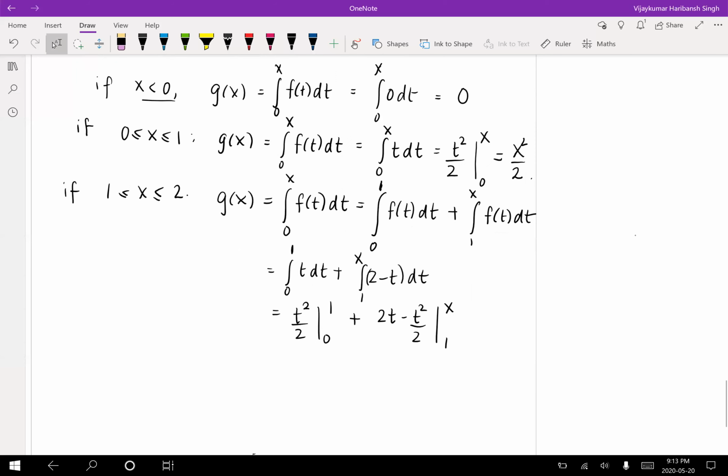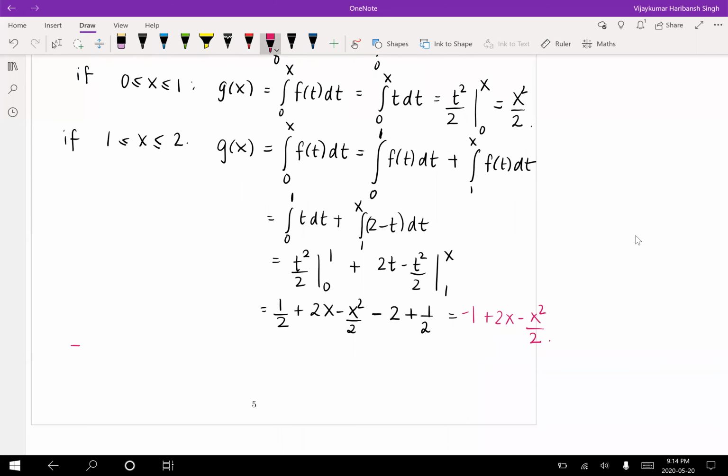And then when you substitute, you will get half plus, when you substitute x, 2x minus x squared by 2, and when you substitute the lower limit, which is 1, minus 2 plus 1 by 2. So that is going to be half plus half is 1, minus 2 is going to be minus 1. So minus 1, then we have plus 2x as it is, minus x squared by 2. Okay, so this is your g of x when x is between 1 and 2.